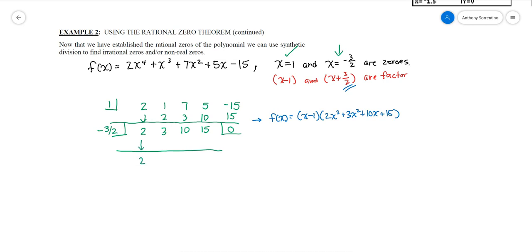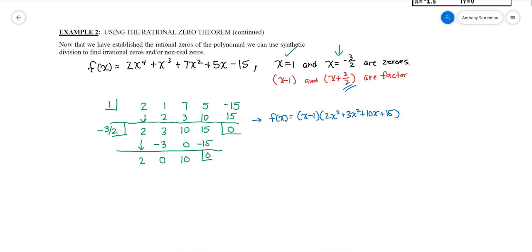Bring down the 2. Negative 3 halves times 2 is a negative 3. Add those, I get nothing. Negative 3 halves times 0 is 0. Plus 10 is 10. Negative 3 halves times 10 is a negative 15, which gives me a 0.